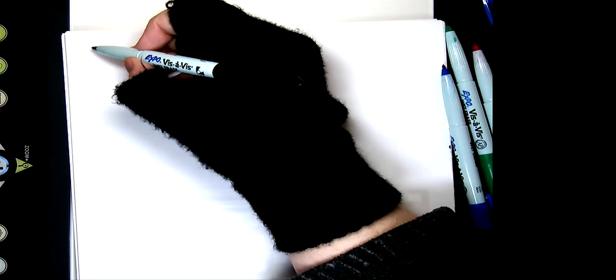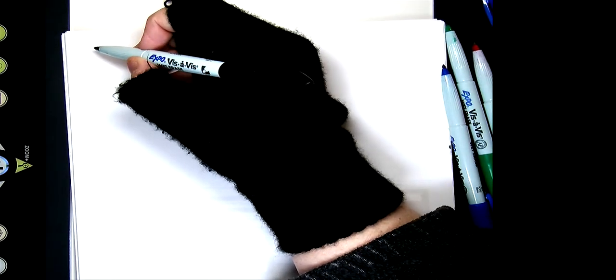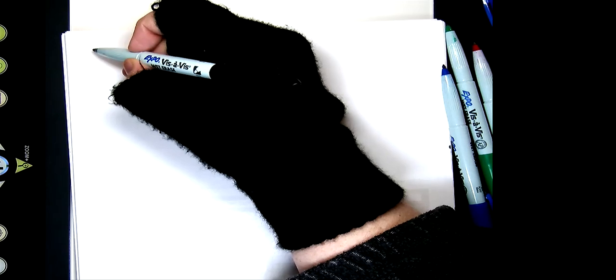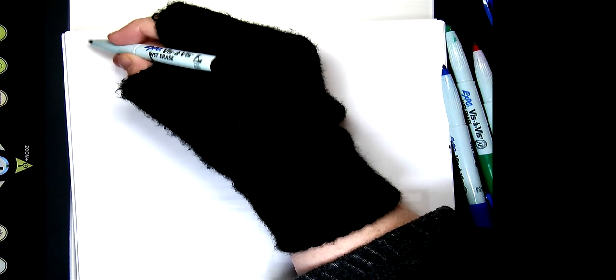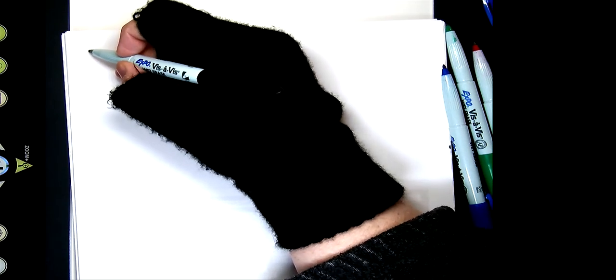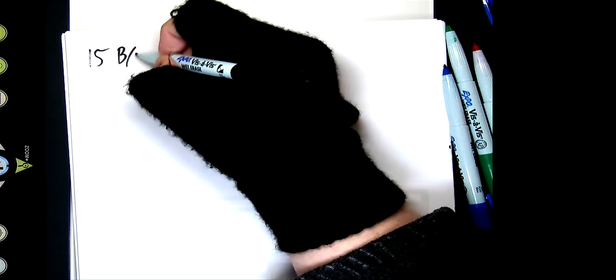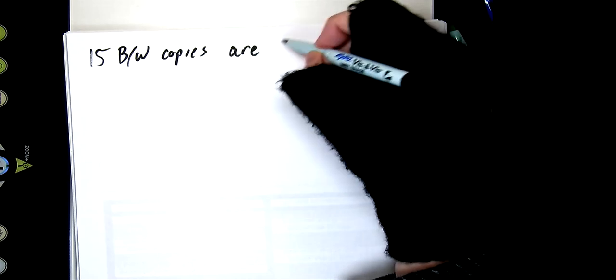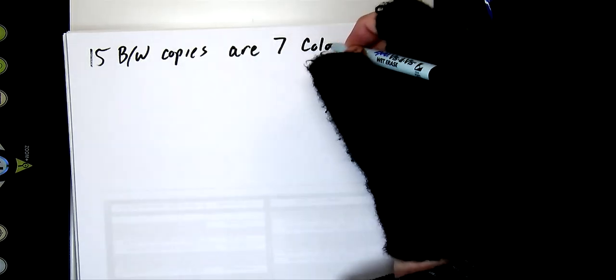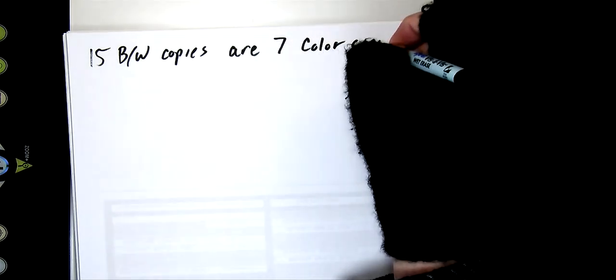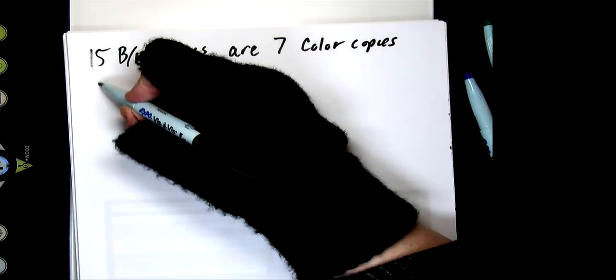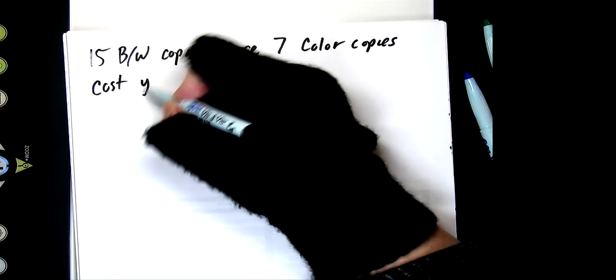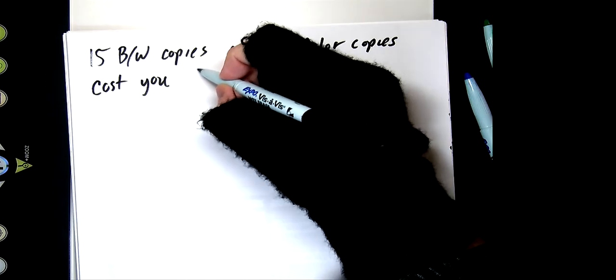So let's say we're at the library upstairs and we're making copies. Let's assume they have a color copy or two. I don't know if they do. And you make 15 black and white copies and 7 color copies. And they cost you $8.60.